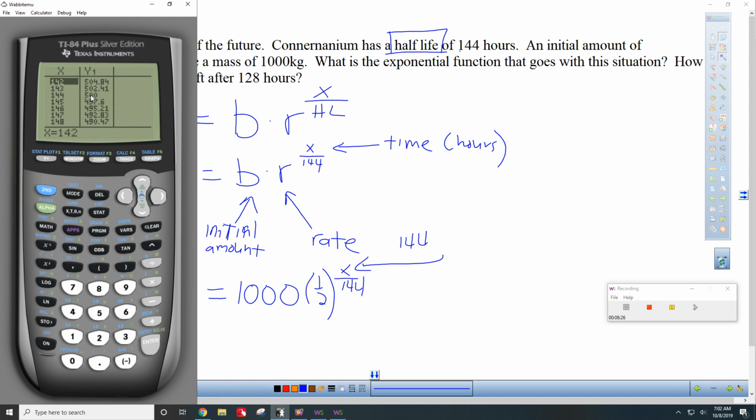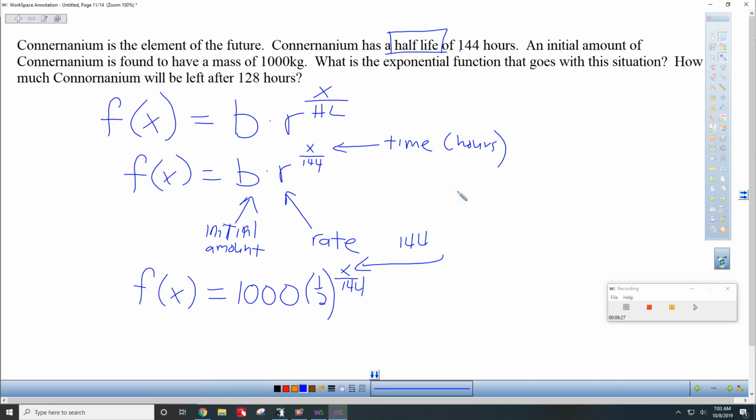Okay? So let me clean this up. Hopefully you see that's why the half-life equation is what it is. In the half-life, the rate will always be 1/2. If you wanted something called a quarter-life, then the rate would be 1/4. But in this class, we're just going to deal with half-lives. So now let's look at the question. What is the exponential function that goes with this situation? That would be this. That's our function.